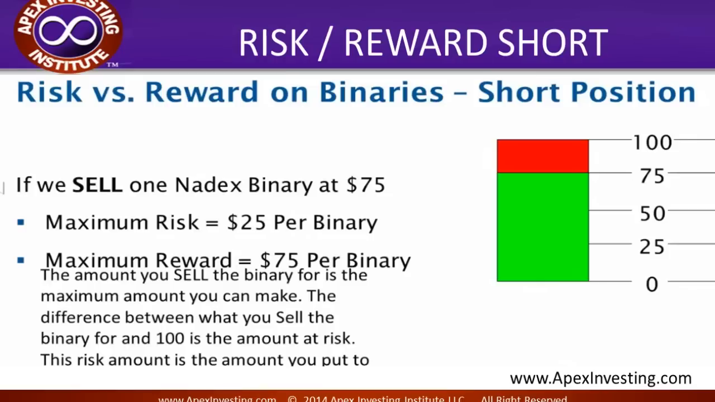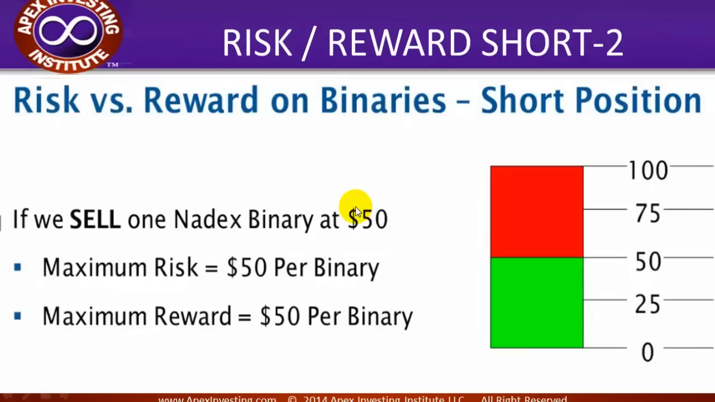$30. Perfect. What if I sold it for 40? What's my maximum risk? So $60. What's my maximum profit? $40. Okay, you got that down. Everybody seems to be knocking that out back and forth. Easy. So here's another example. If I sold for 50, I could make 50. The most I'd be risking would be 50, because it's $100 minus what I sold it for.